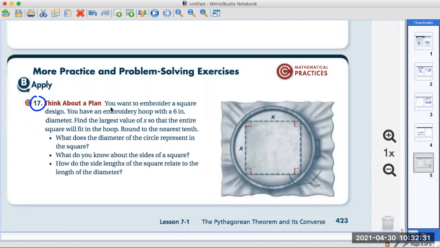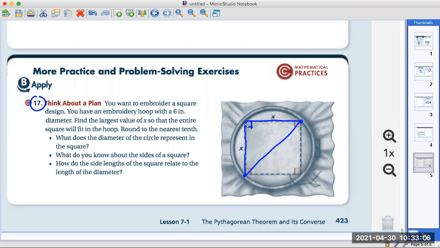So let's read that. Think about a plan. You want to embroider a square design. There it is. This is your square design. You have an embroidery hoop with a 6-inch diameter. The diameter means it goes from here to here all the way through. Notice now you have a right triangle here. So the question will probably ask you about this right triangle. Here's your right angle, okay? Find the largest value of x, which is the side length.